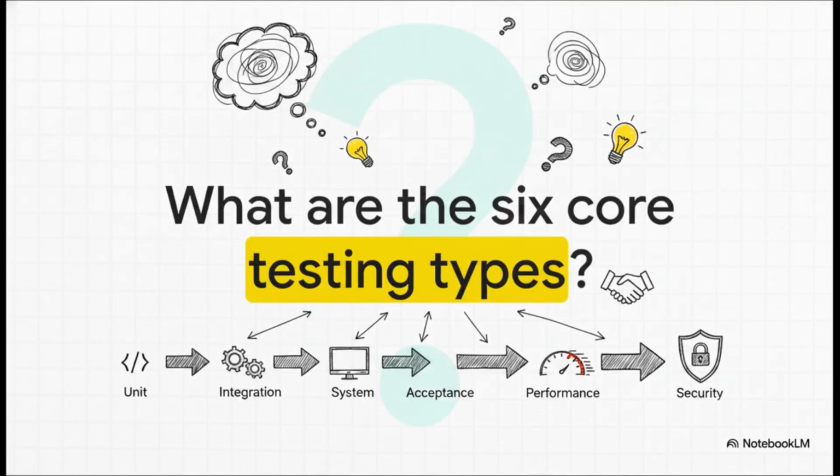Let's quickly recap what we've discovered. Can you recall those 6 specific phases of the testing gauntlet? Remember, they scale all the way up from the micro to the macro. Unit, integration, system, acceptance, performance, and finally, security testing.